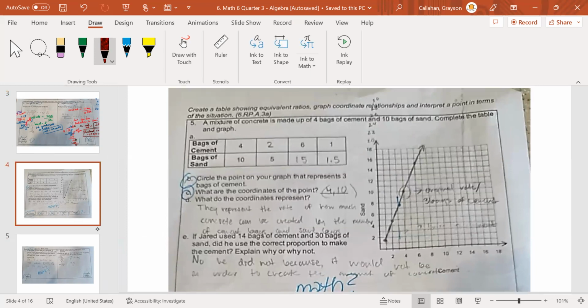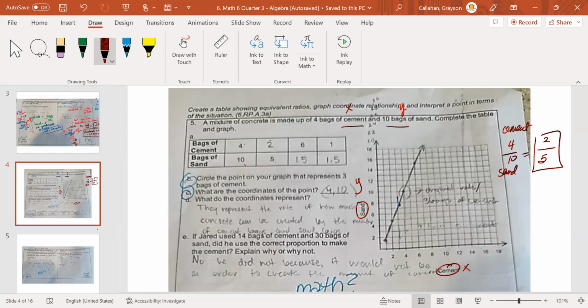Number 5, a mixture of concrete is made up of 4 bags of cement and 10 bags of sand. Complete the table and graph cement and sand. This is sand on the y-axis. On the x-axis is cement, right? So here it says put in the numbers. So 4/10, right? This is your unit. Or this is going to be your proportion, right? So 4/10, which is cement over sand, equals 2/5, right? That's going to be your unit. Do you see that?